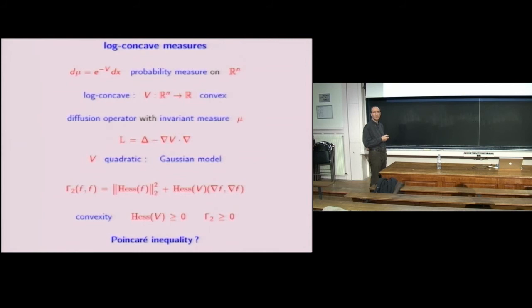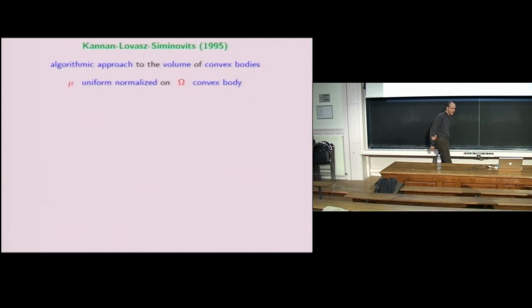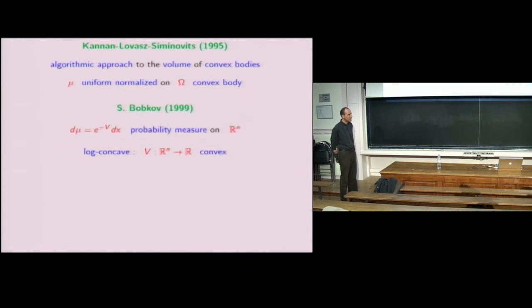And there is the issue of what would be a Poincaré inequality in this context. What would be a Poincaré inequality for log-concave measures? This is actually a question which has been investigated a few years ago by Kannan, Lovász, and Simonovits in an algorithmic approach to estimate the volume of convex bodies in R^n. They were concerned with a uniform measure on the convex body. This has been extended later on by Bobkov to the more general context of log-concave measures.